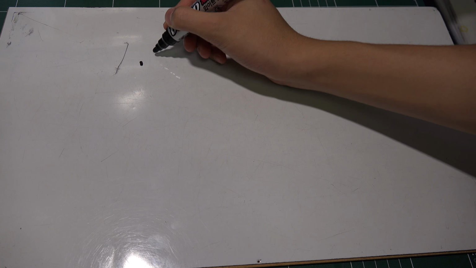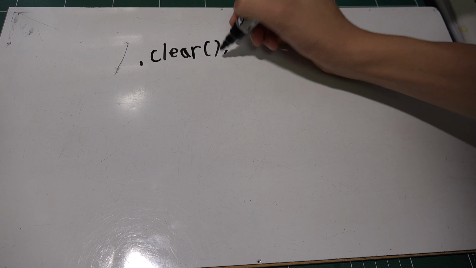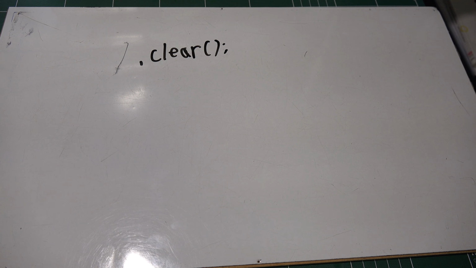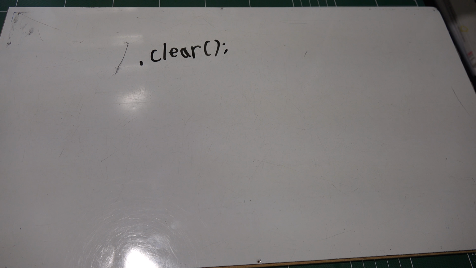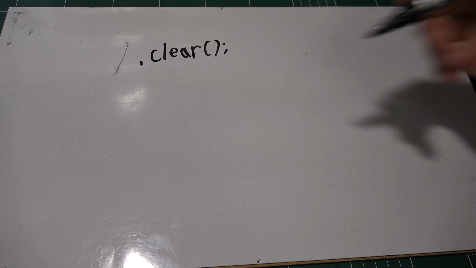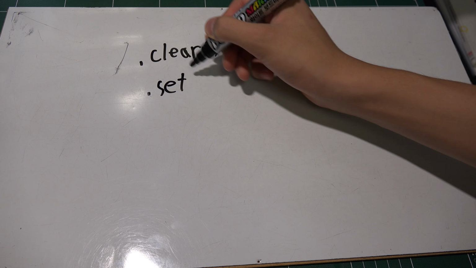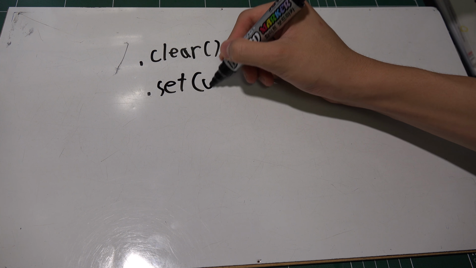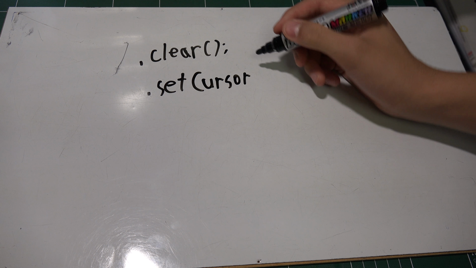So let's talk about other functions. First, there is clear, CLEAR, and that's all. Here is your object name, and this makes all the FND display go down and clear. And then next is set cursor. It is SET, you have to write this in capital, cursor.